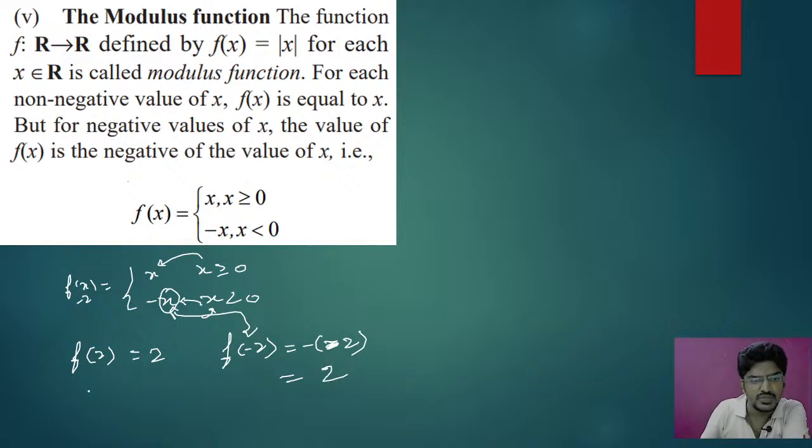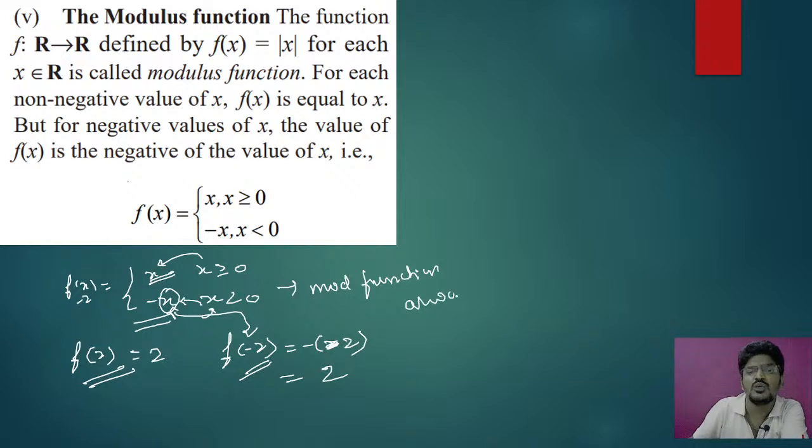So that's why I am telling that whenever it is positive, it acts with the positive phase, and whenever it is negative, it acts with the negative phase. That's why the mod function is always positive. Clear? So quickly tell me, how many of you have understood this?